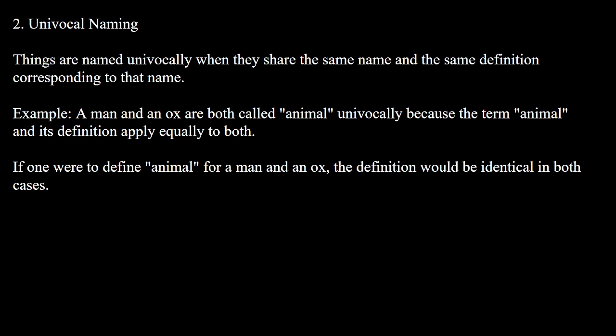Another example would be that a man and an ox are both called animal univocally, because the term animal and its definition apply equally to both. If one were to define animal for a man and an ox, the definition would be identical in both cases.